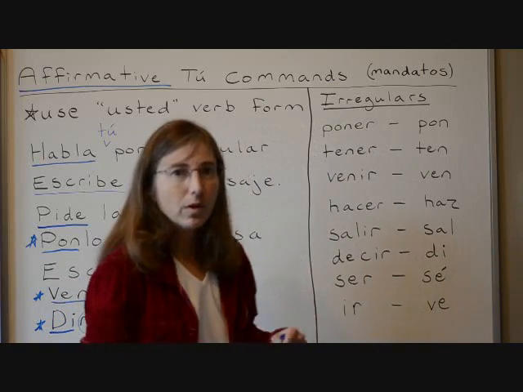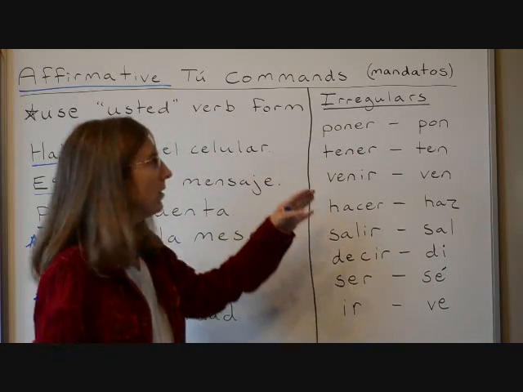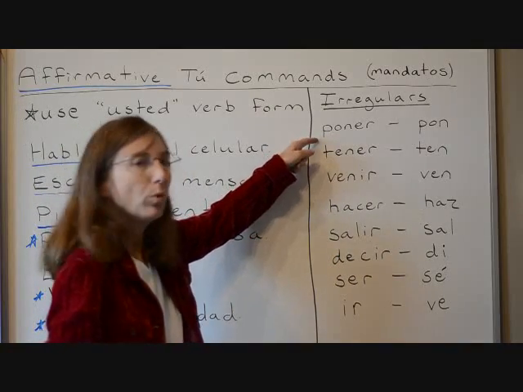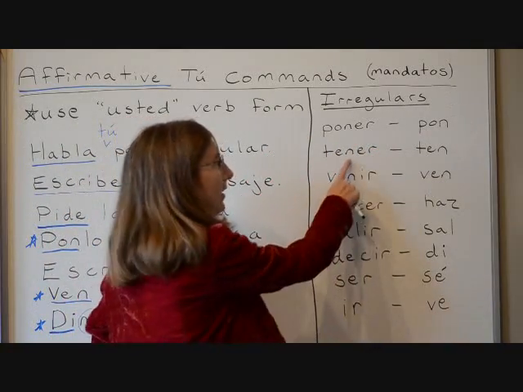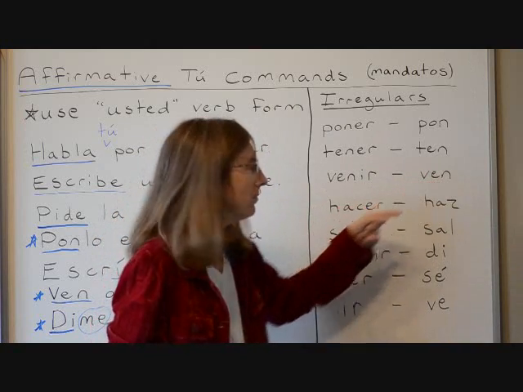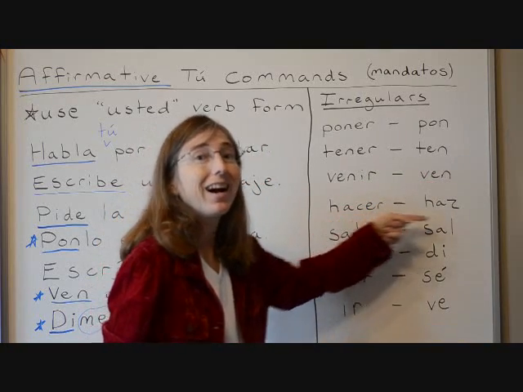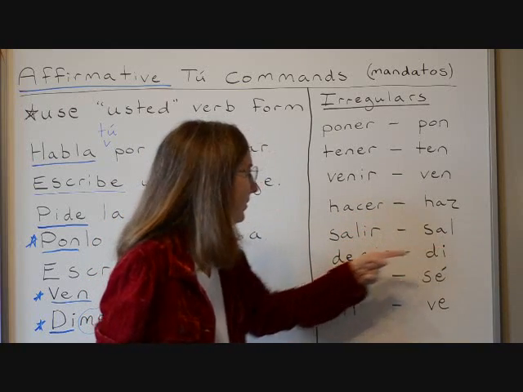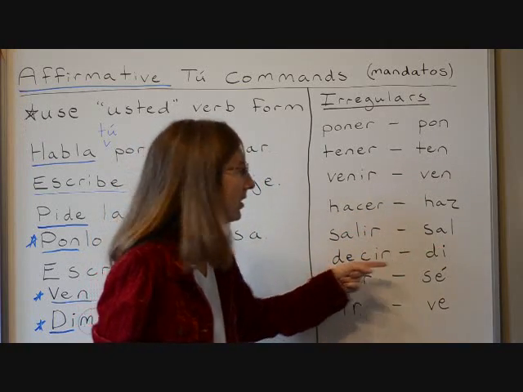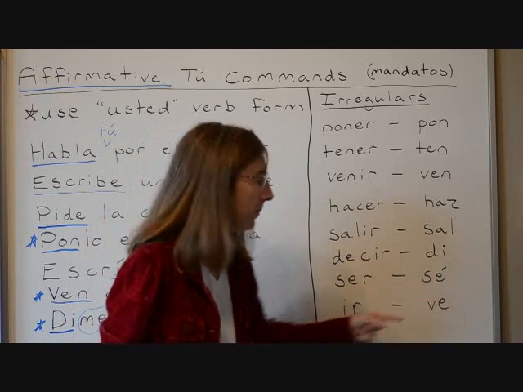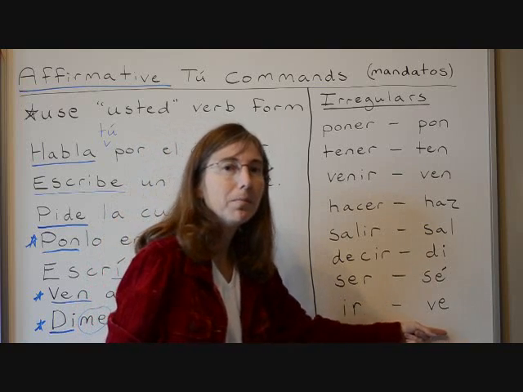These three verbs are part of a group of verbs that are irregular in the tú affirmative command forms. Poner is pon. Tener, ten. Venir, ven. Hacer, haz. Salir, sal. Decir, di. Ser, sé. Ir, ve.